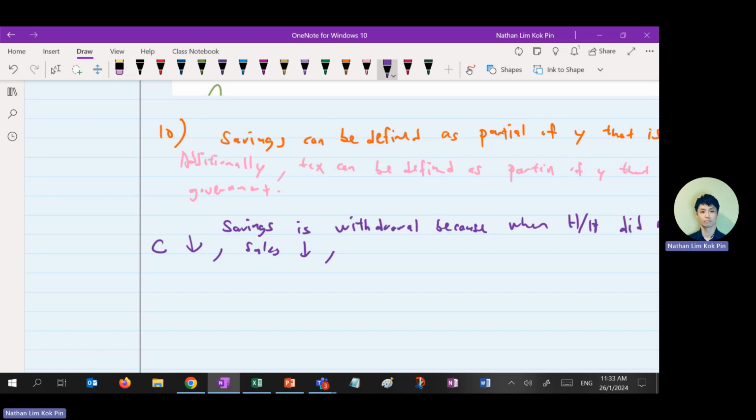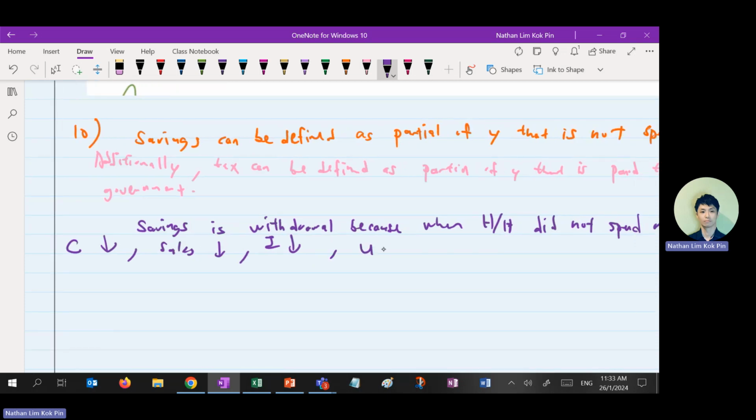When sales goes down, this one you write in full. I'll write a sentence yourself. I don't have the luxury of time to write one sentence per sentence, but this is what you need to write in an essay. Don't write me just letters and arrows. I don't know what this essay is about. Right. Sales goes down, then investment goes down. Then what happened? Unemployment increases. Economy, income goes down. That's why it's a leakage. That's why it's a withdrawal.